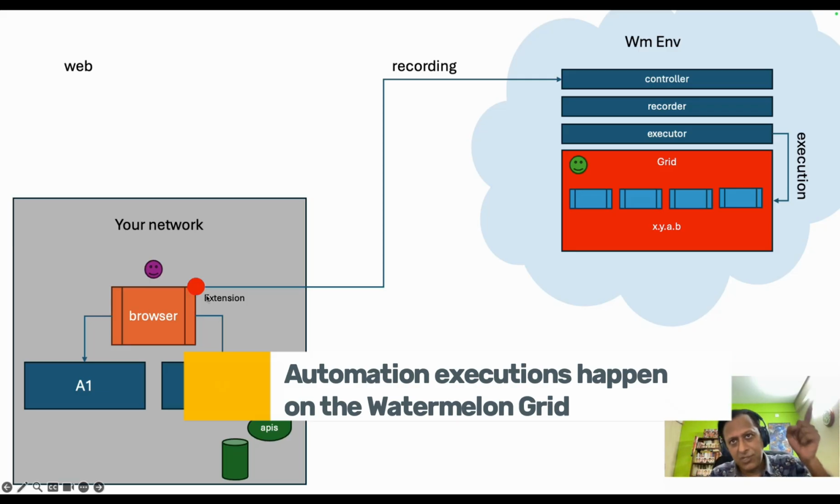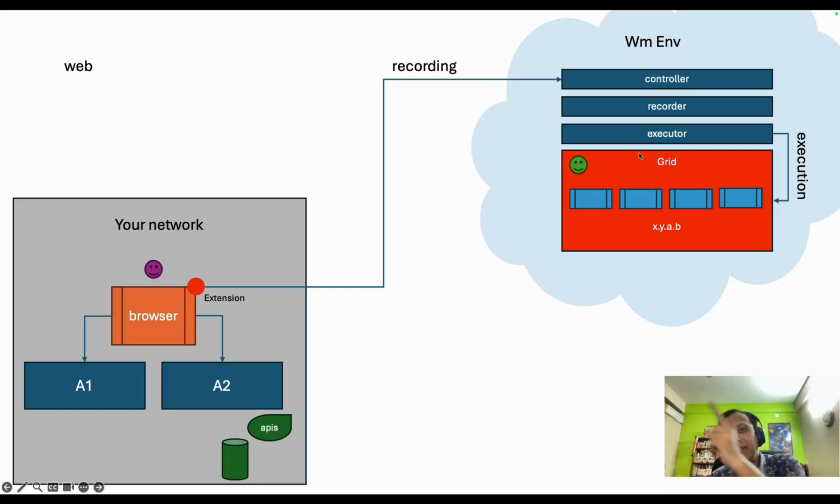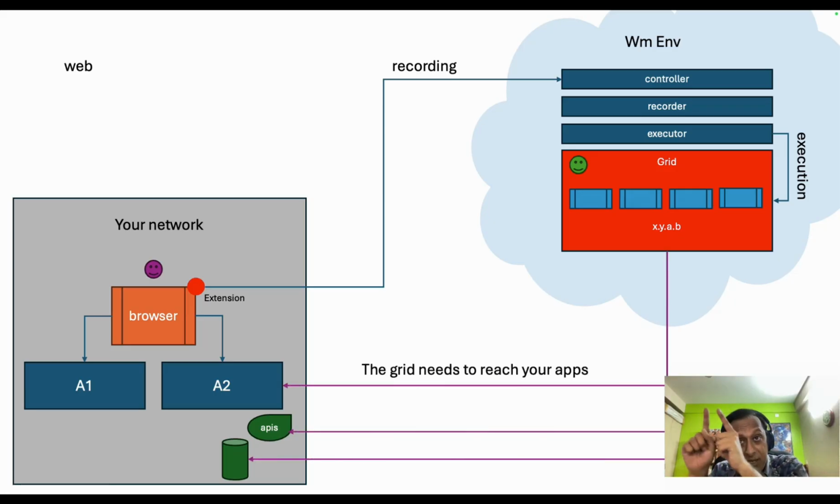So the extension is creating the recordings, which is creating the automation scripts, and the grid is where those automation scripts are getting executed, which means the grid needs to have access to your applications. The grid needs to have access to all your applications. It needs to have connectivity, right? So if your grid isn't able to reach, let's say, parts of your application or your database or your APIs and so on and so forth, the grid cannot execute what it needs to.